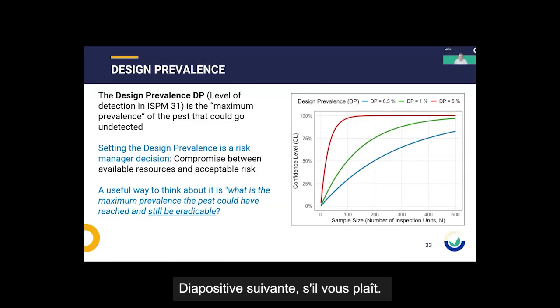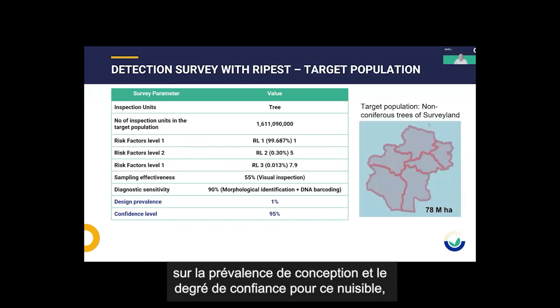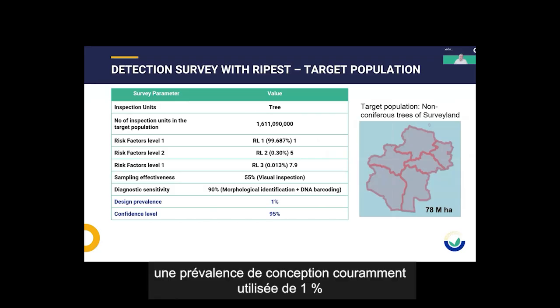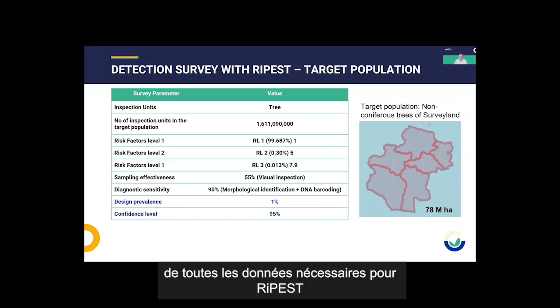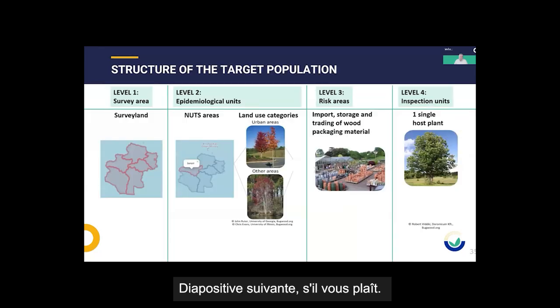As we don't have specific information for this pest about design prevalence and confidence level, we will use in our example in this webinar a commonly used design prevalence of 1% and a confidence level of 95%. So finally, we have all the inputs we need for RIPEST.